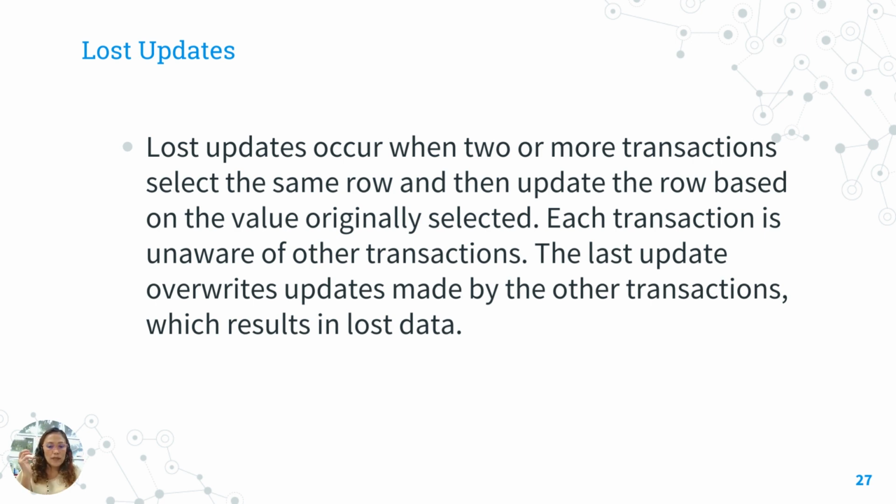Meaning if you have two transactions trying to access one data, the last transaction to perform an update on the same data will override the previous transaction's update. So that overridden update is what we call the lost update.